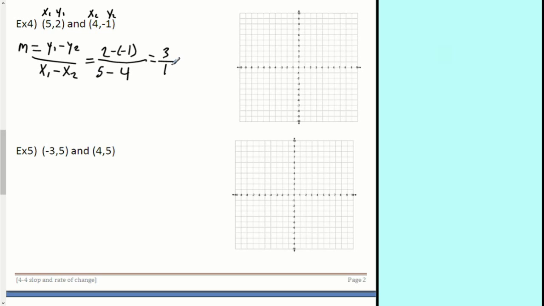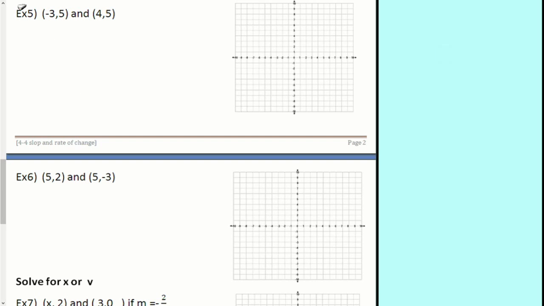Now, this time, 3 over 1 is really what? 3. The slope of this line is 3, which means what? It's 3 over 1, right? Which means up 3, right 1, or down 3, left 1. And there's your answer.